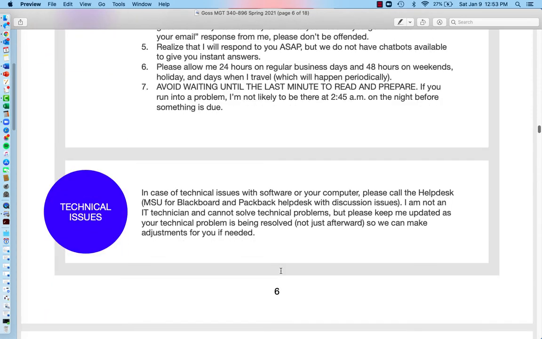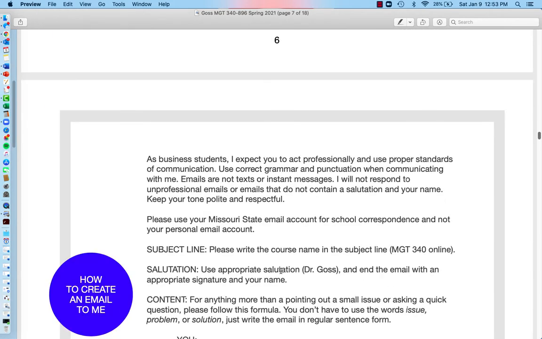Now, in terms of technical issues, I'm not a tech support person, so if you run into problems with the Blackboard system itself or with the Packback system itself, contact those help desks to get the issue resolved. Now, if something is missing from Blackboard or not turned on when it should be, or something of that nature, then of course let me know. But in terms of technical fixes, I really can't do that.